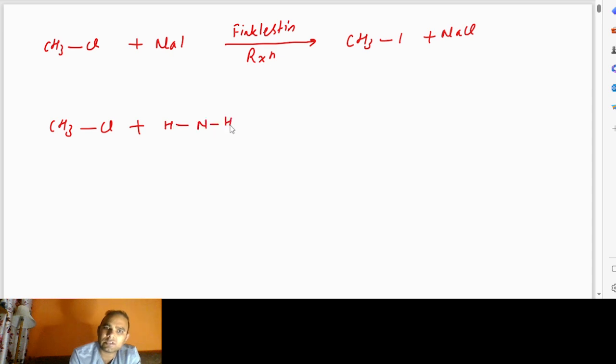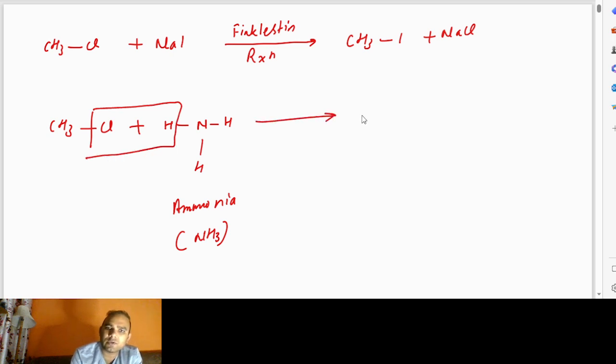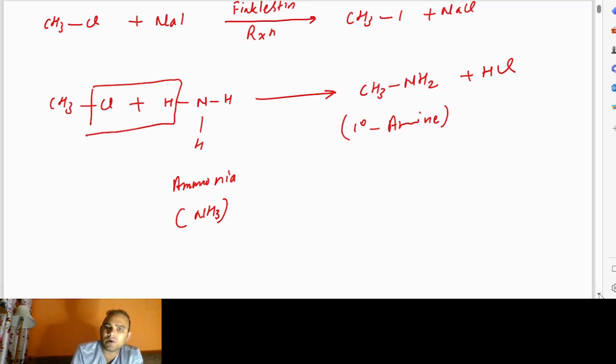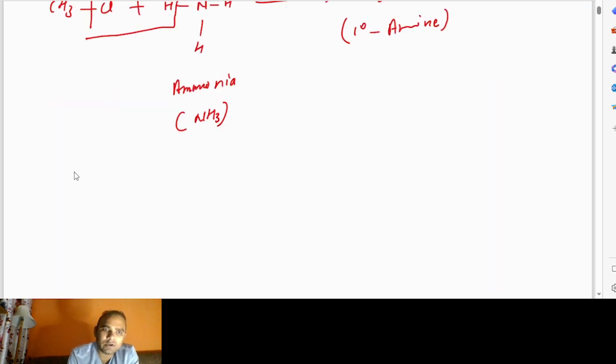Now let us move on to the next one. This is the CH3, here is N, and here is N with H. So this is the 2 degree amine. And if you are treating this with the following, you can see HN with CH3 and CH3.